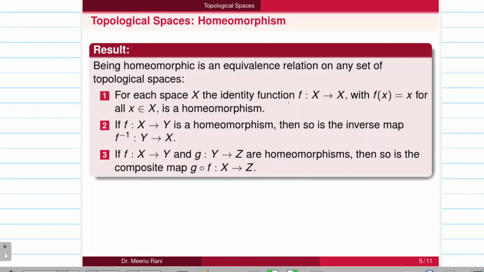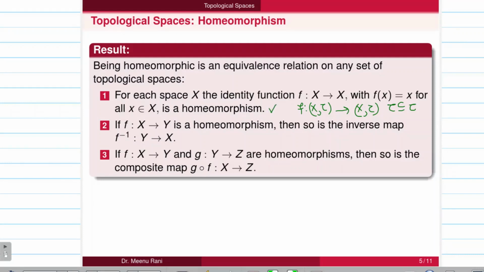Further we have an equivalence relation: a relation between the elements of a set which is reflexive, symmetric and transitive is an equivalence relation. Now being homeomorphic is an equivalence relation on any set of topological spaces, as it also satisfies these three conditions. First, if we take the identity function f, which is defined from (X, τ) to (X, τ), where τ is a topology defined on the set X, and we define the same topology on the image set, then from the previous result we can say that the identity function is a homeomorphism.